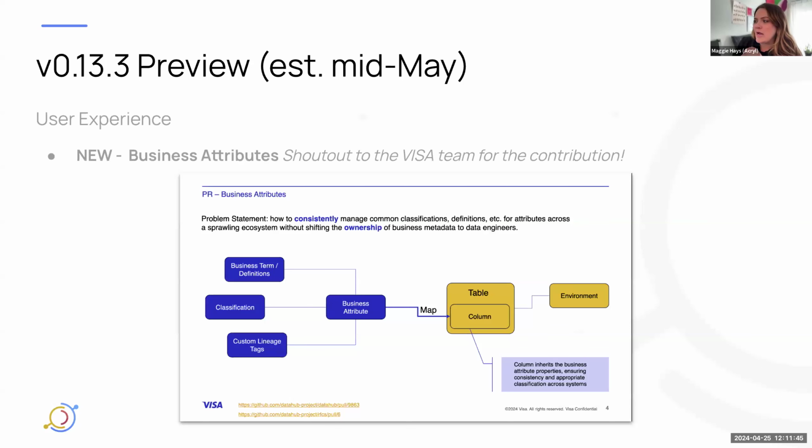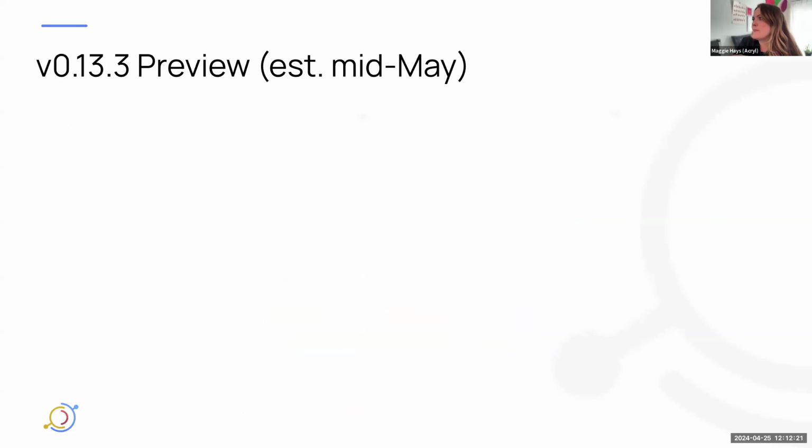The other thing is that we are incorporating the contribution from the Visa team. If you were at a previous town hall, I believe it was 2 months ago, I've lost track of time, the Visa team shared their contribution of how they're modeling business attributes. So massive shout out to that team for pushing that through. The idea is that you can consistently manage common classifications within a business attribute and apply that out to assets across your DataHub ecosystem. This will be included in our next release.